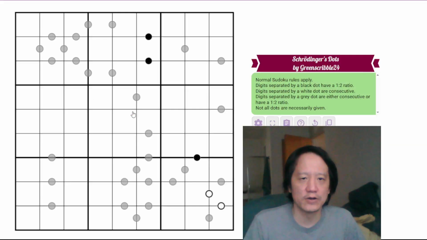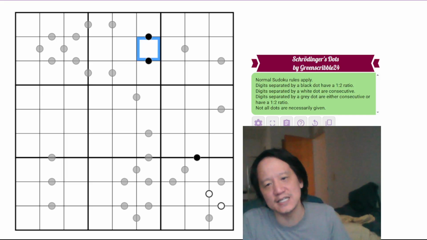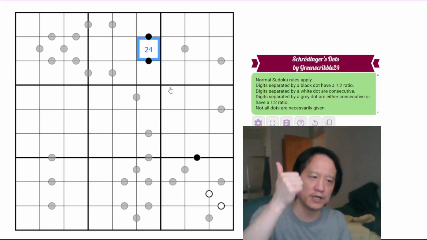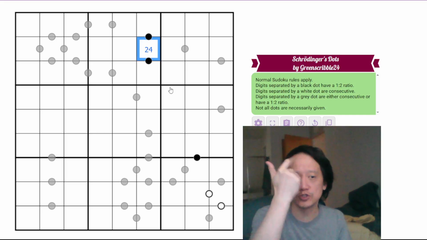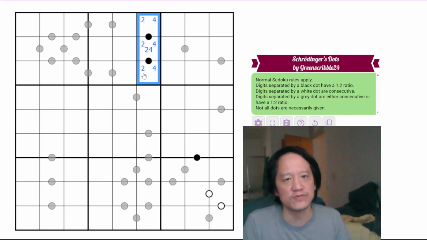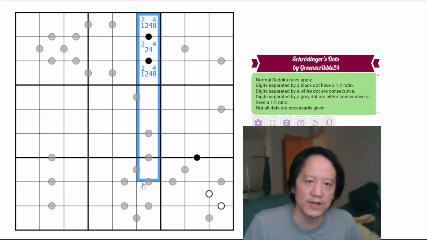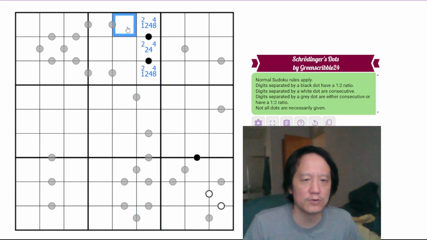Let's go. Okay, the first thing that came to me was these black dots here, which are in a 1 to 2 ratio. And one digit is in a 1 to 2 ratio with 2 other digits. So it's guaranteed that this is 2 or 4. Because 2 is in a 1 to 2 ratio with 1 and 4 is in a 1 to 2 ratio with 2 and 8. Because of that, we know there's a guaranteed 2 or 4 in one of these 3 dots. And this is 1, 2, 4, 8. That means the rest of the column cannot contain 2 or 4, and the rest of the box cannot contain 2 or 4.